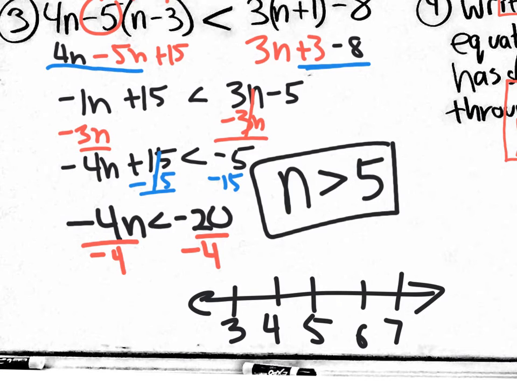Is this going to be an open dot or a solid dot? Open. So that's going to be an open dot at 5. And is it going to the left or to the right? Going to the right. It says n is greater than, so it's going to the right. There we go. Let's move on to the next one.